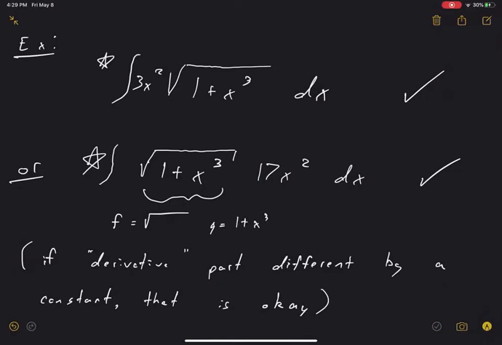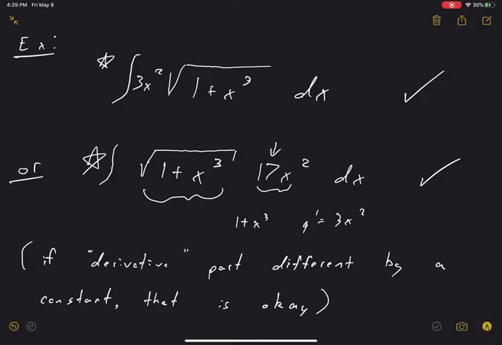And then what do I have? What's left over? This should be my g prime, but g prime should technically be 3x squared, right? And instead of 3x squared, I got 17x squared. But that's fine, as long as it's only different by a constant, meaning just a number like 17, 4, 1/4, 0.007. It doesn't matter as long as it's just different by constants. We can still use this method.